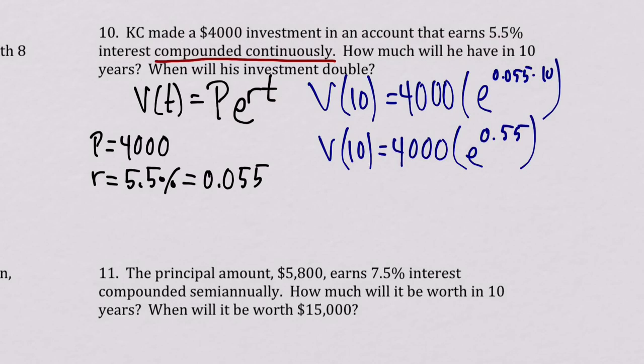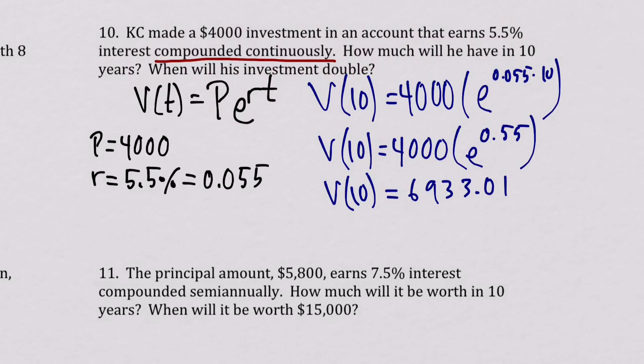So calculator at this point. My calculator says 6933. V of 10, or the value of the investment after 10 years, is $6,933.01. Okay, the next part of the question says, when will the investment double? We answered the last question; this is a separate question. When will the investment double?